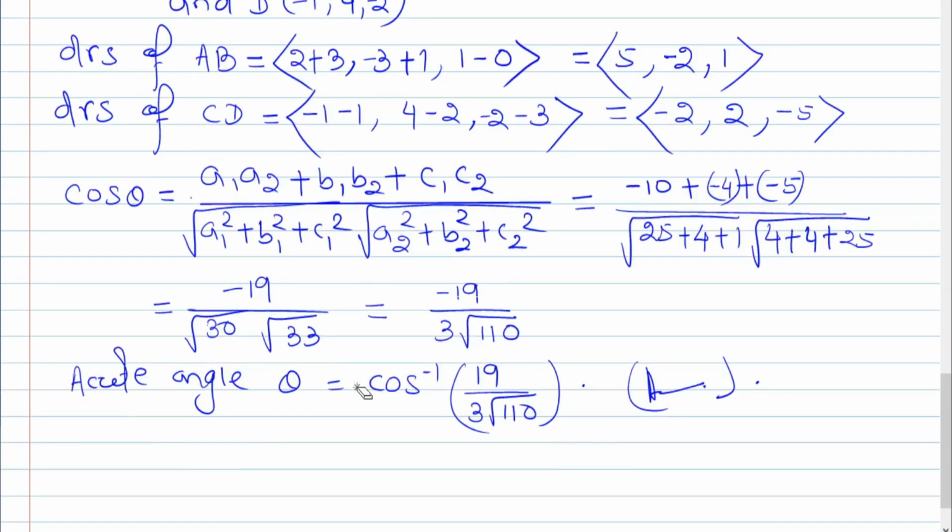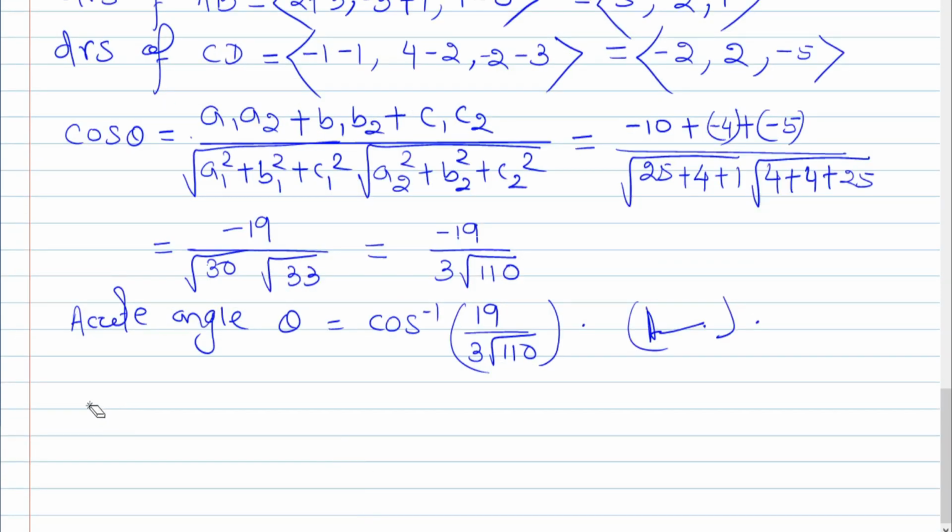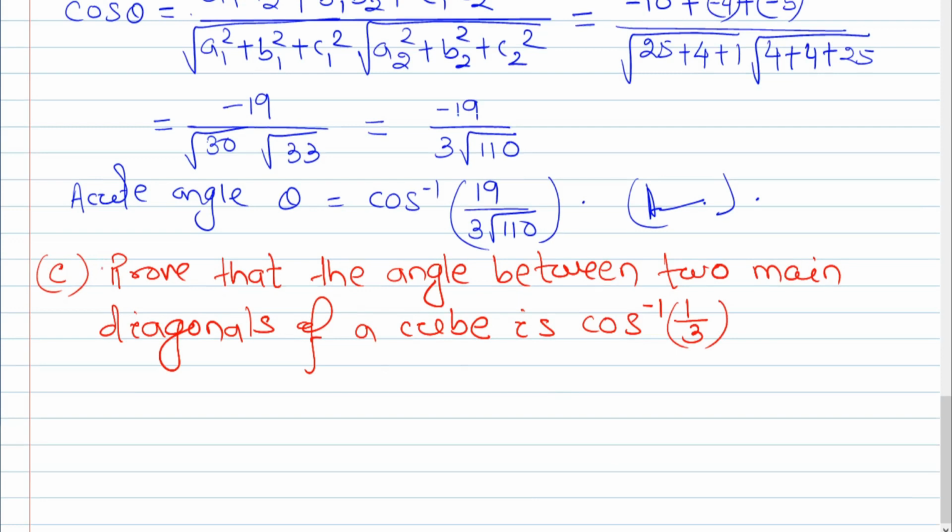Okay. Now I'll do the next problem, that is bit C. Read the question: number 6 bit C, exercise 13a. Prove that the angle between two main diagonals of a cube is cos inverse 1 by 3. This type of problem you have done in the vector exercise with the help of the vector product. Here, in the analytical proof, with the help of Cartesian coordinates you have to prove this.